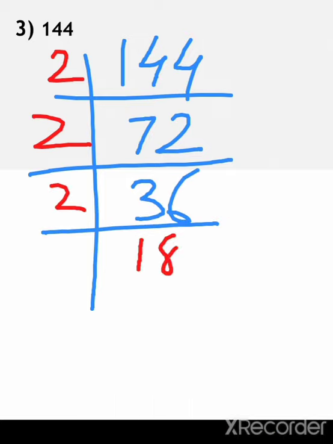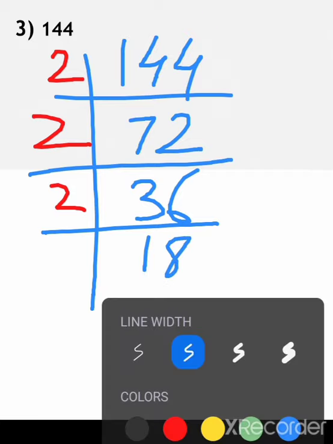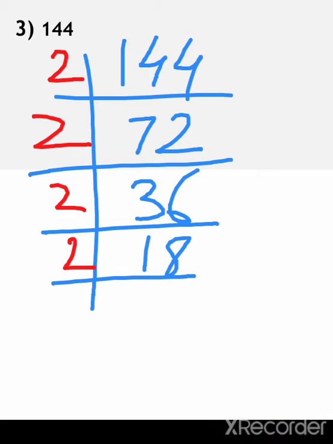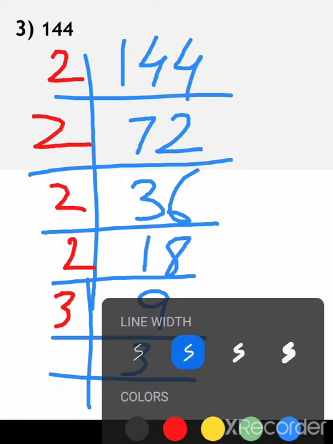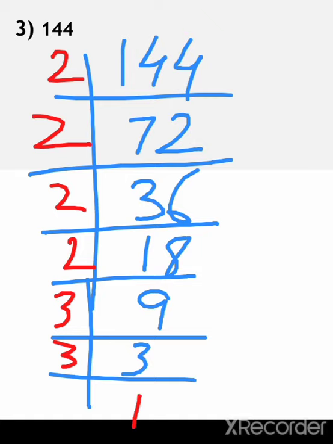2 18s are 36. Let me write with the blue color. 2 18s are 36. Again it's an even number, so I'll divide by 2. 2 9s are 18. Again it's an even number? No, it's not an even number. 9 is an odd number and it is divisible by 3. So 3 3s are 9. Now 3 is divisible by 3 only, so 3 ones are 3.